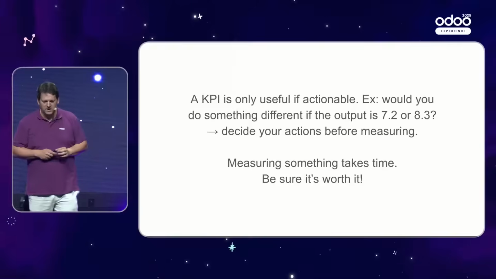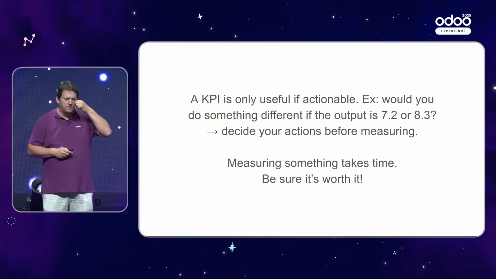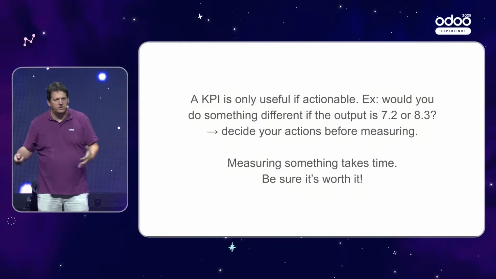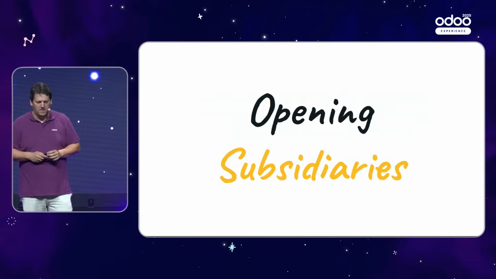And so if the KPI is not actionable, so if you are not capable of saying, if it's this amount, I will do that, and if it's this amount, I will do that, it's probably because it's not worth spending time measuring it. So you can only measure when you can take action based on this KPI.